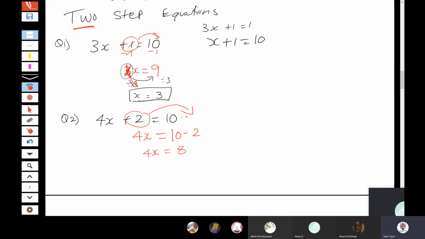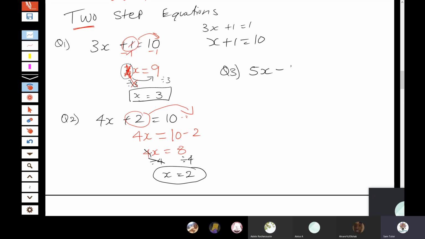4 times x equals 8. What do I do to get rid of this 4? Divide it by 4. Yep. And then divide by 4. So therefore x equals? Equals 2. A little bit better? Yeah. A little bit. That's good. That's fine. Question 3. Adele, a little bit better? Yeah. Okay. Let's go again.